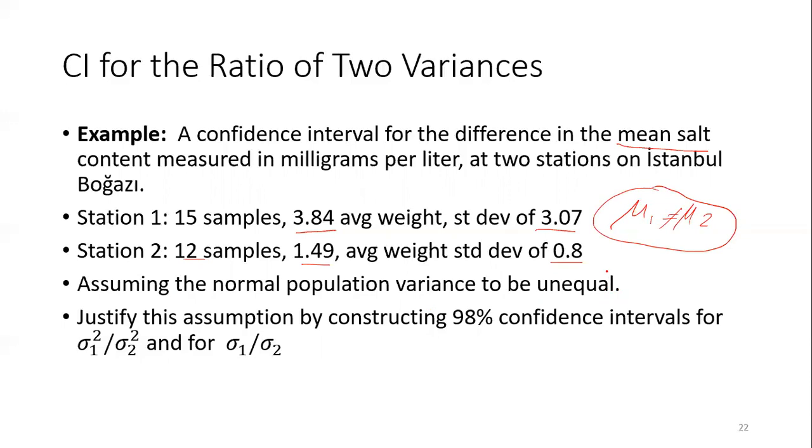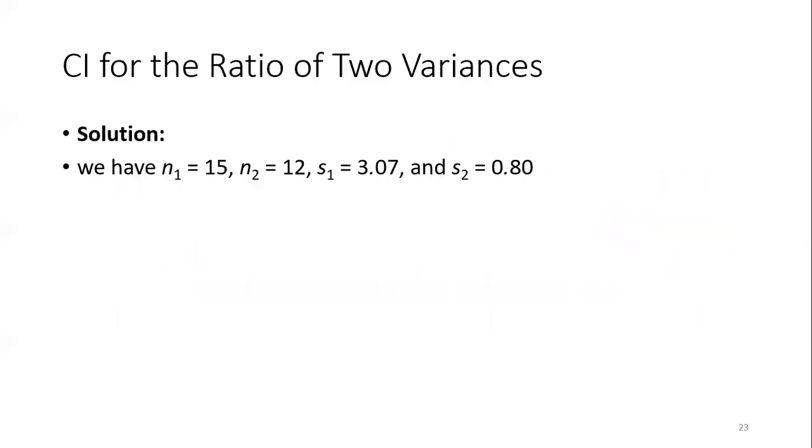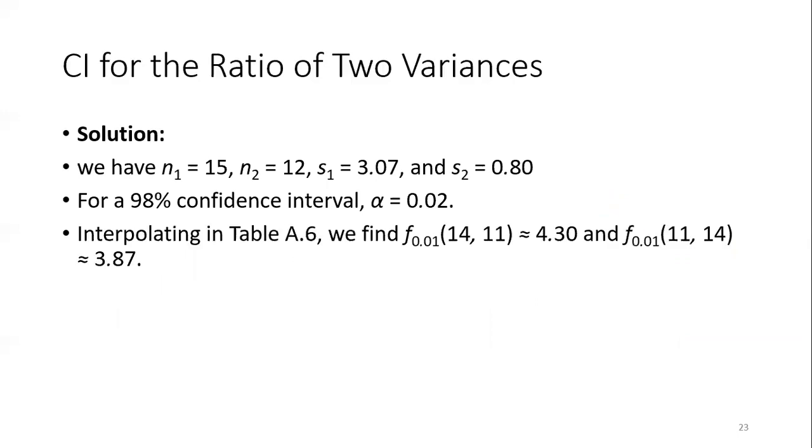Remember, in that question, we assumed that the variances are equal. So in order to justify this assumption, we will make a 98% confidence interval for sigma 1 squared over sigma 2 squared, or sigma 1 over sigma 2. Okay, these are the data we are given. So alpha is equal to 0.02, which means I need F 0.01 with 11, 14 and 14, 11 degrees of freedom, which are 4.30 and 3.87. You can check it from the book.